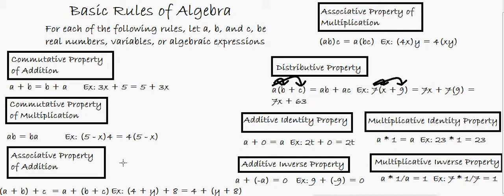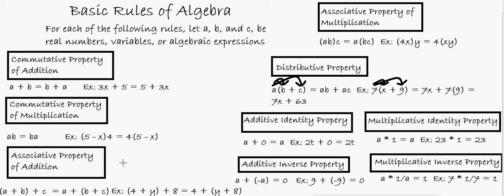The commutative property of multiplication is similar to the commutative property of addition, only instead of adding, we're multiplying. A times B equals B times A. Our example says that (5 minus x) times 4 equals 4 times (5 minus x). When we plug in 1 for x, 5 minus 1 is 4, times 4 is 16. It's the same as 4 times (5 minus 1), so 4 times 4, 16.